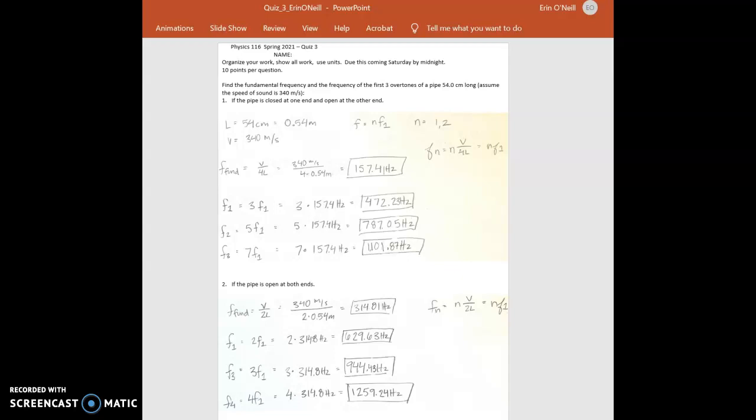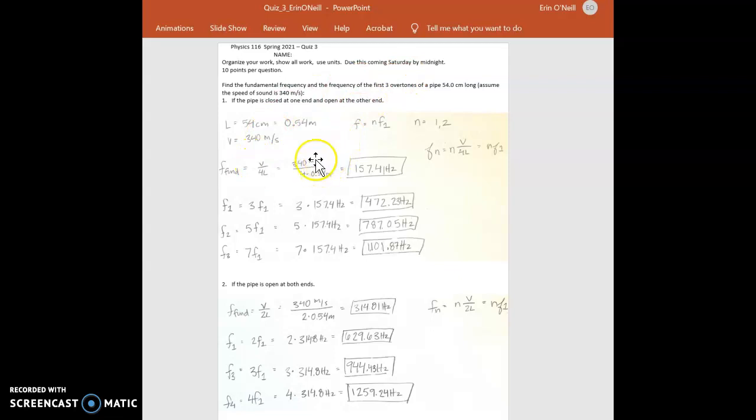So you set up the equations with the same method, but since one is open on one end, closed on the other, you know that this is going to be the equation. Basically, f of n equals n times the velocity over 4 of the length. So when you set that up, you can get the fundamental, which is just simply v over 4L.